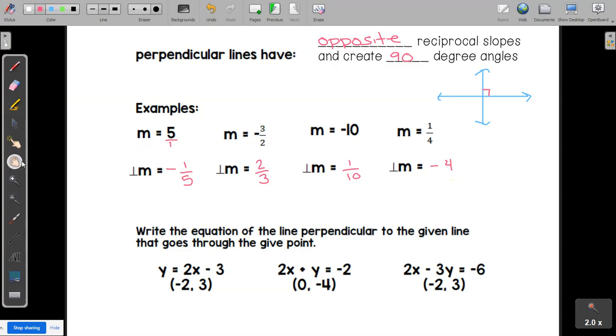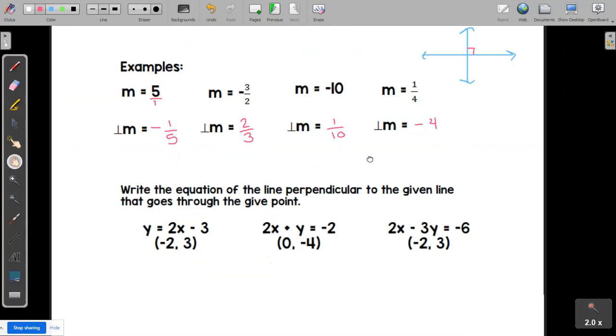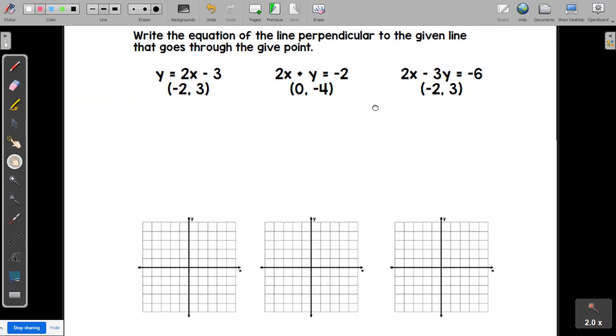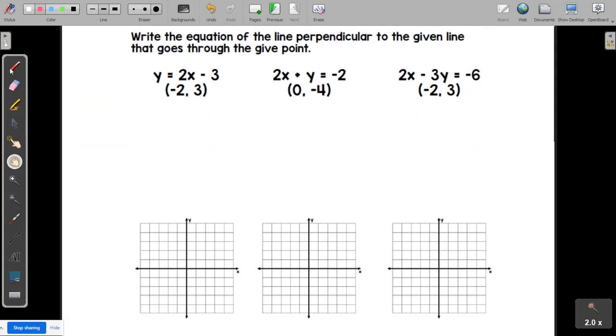So now let's get into writing the equations of a perpendicular line to the given line that goes through the given points. So our slope of our line is 2. Our perpendicular slope, which is what perpendicular means, is negative 1/2.